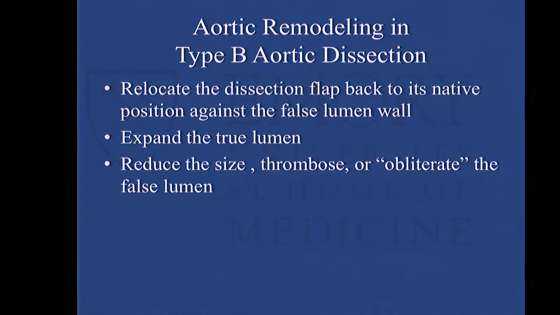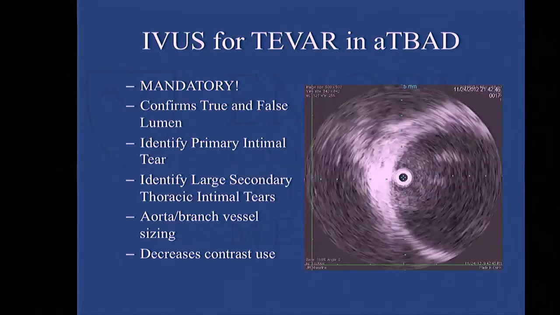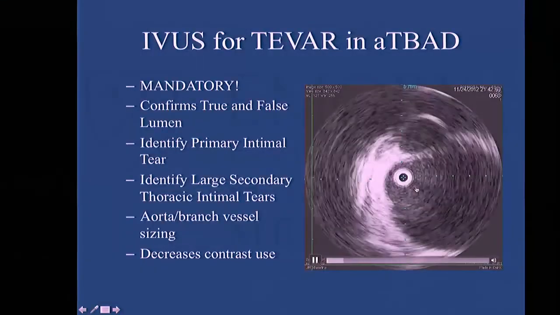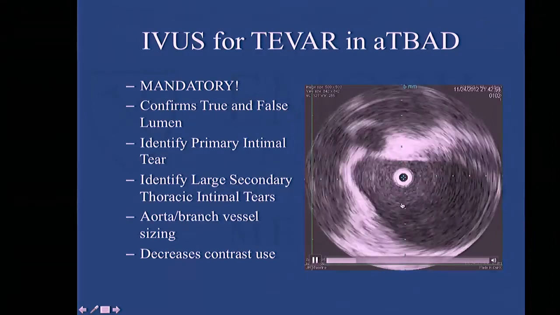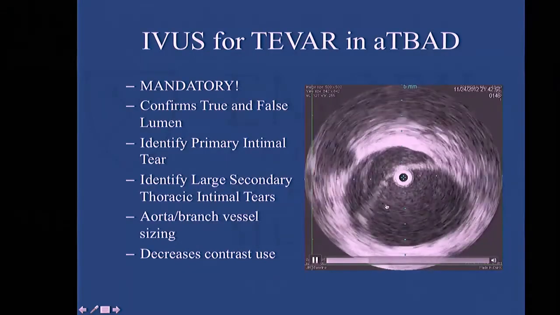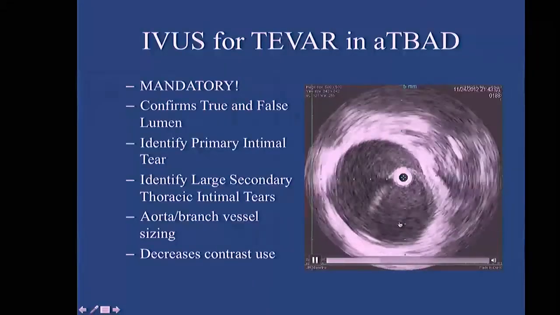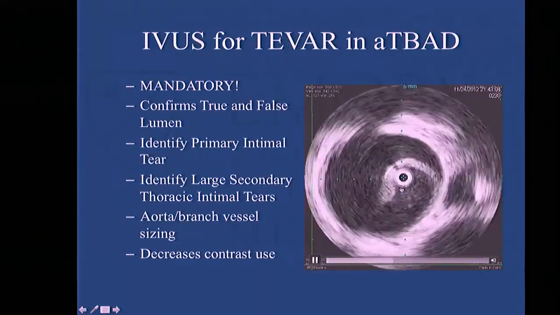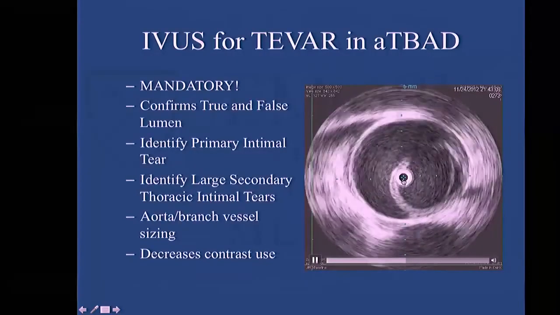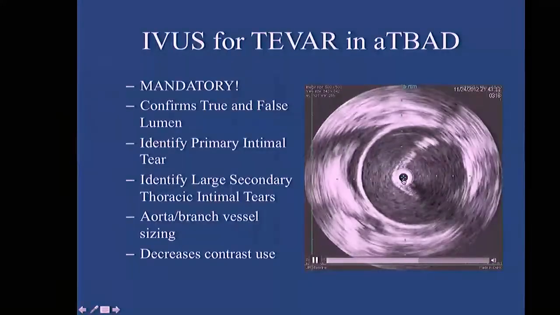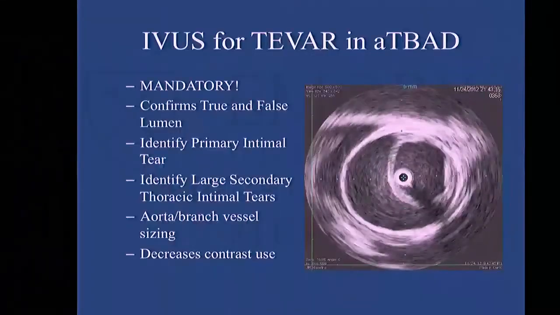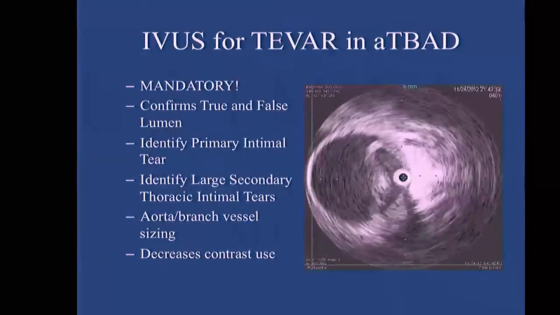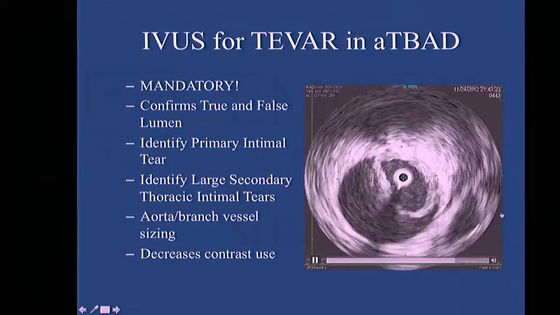Remodeling the aorta is really what you're doing. You're relocating the dissection flap back to its native position against the false lumen wall. Again, expand the true lumen, reduce the size of the false lumen, and ideally thrombose or even obliterate the false lumen. This is what an IVUS looks like in a type B. So we're coming around the arch, and you're about to see a flap here. There's the primary intimal tear. And as you get further down here, it will look pretty floppy. And we have a stiff wire in here, so it tents open the flap. Often these flaps are just minuscule initially when you put the wire in. But it's pretty easy to see. In the abdomen here, it's starting to get smaller.